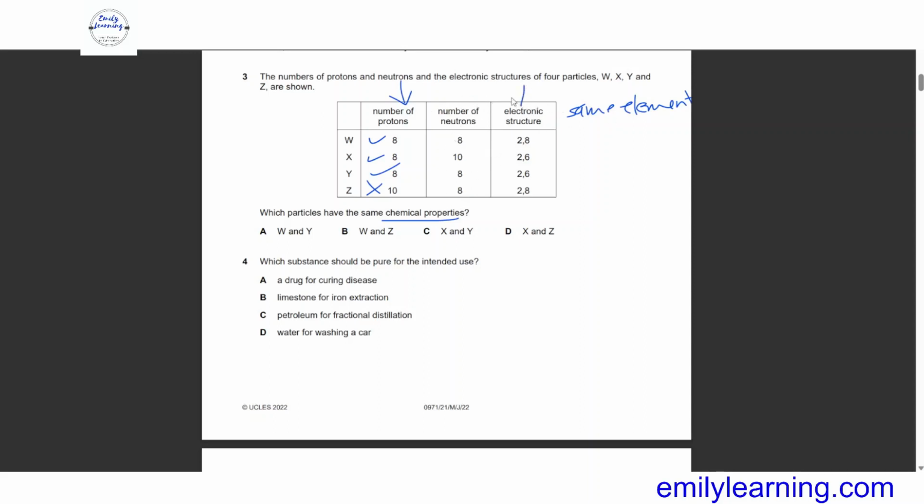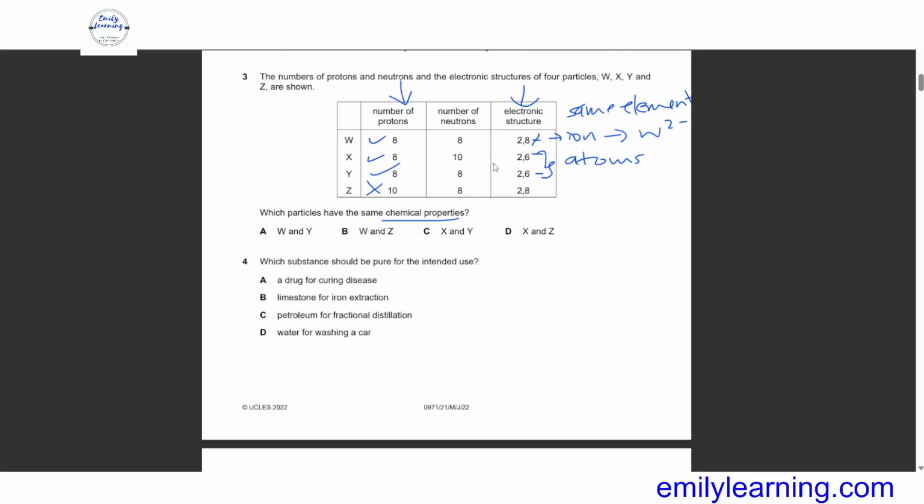Next, let's take a look at electronic structure. We notice that W has a different electronic structure from X and Y. The reason is that W has 10 electrons, so this means that it is an ion with a charge of 2-. Whereas these two are basically still atoms because they have 8 electrons, which is the same number of electrons as the number of protons.